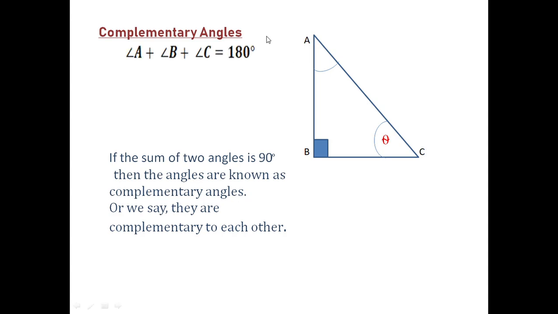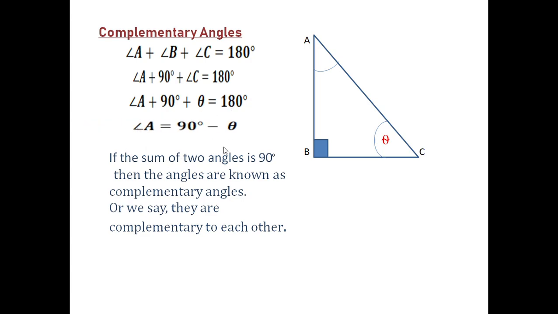For example, in this triangle, angle A plus angle B plus angle C is equal to 180 degrees. Now if we substitute these values, angle B is 90 degrees and angle C is theta, then we get angle A plus 90 degrees plus theta is equal to 180 degrees, and thus angle A is equal to 90 minus theta. So in this triangle, if you add 90 minus theta and theta, minus theta and plus theta cancel and we simply get 90 degrees.